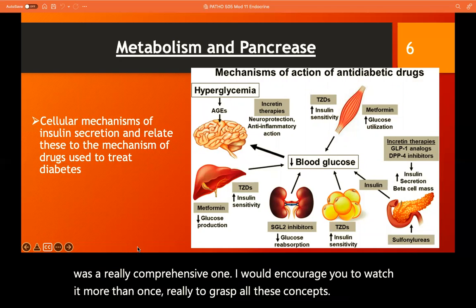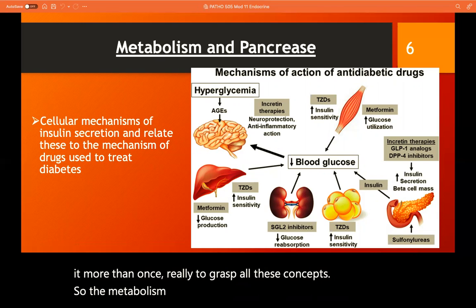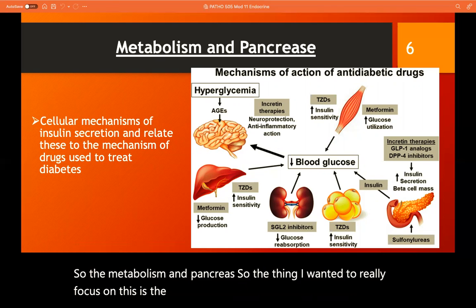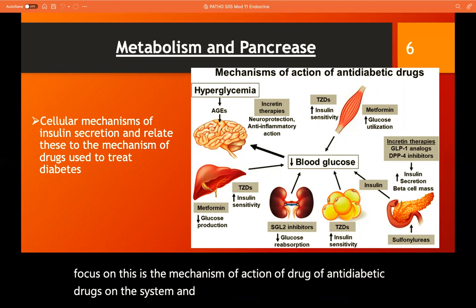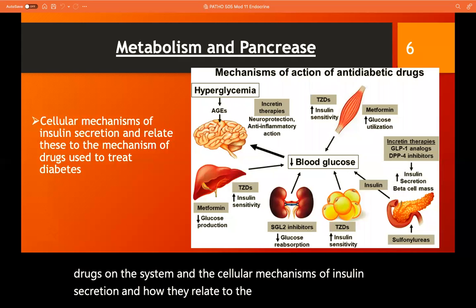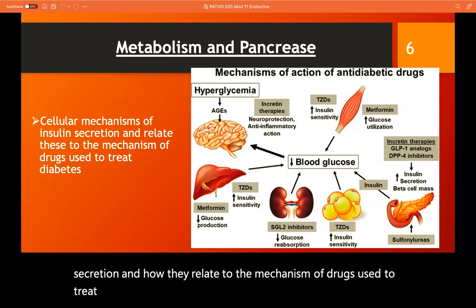Okay, so the metabolism and pancreas. So the thing I wanted to really focus on this is the mechanism of action of anti-diabetic drugs on the system, and the cellular mechanisms of insulin secretion and how they relate to the mechanism of drugs used to treat diabetes.